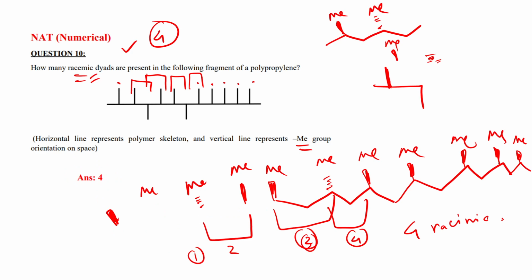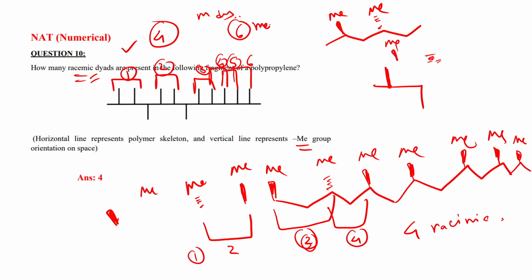Now let's say you want to know how many meso dyads are present. In a similar way we can do the counting. So this is the first meso dyad, second, third, fourth, fifth, and sixth meso dyad.